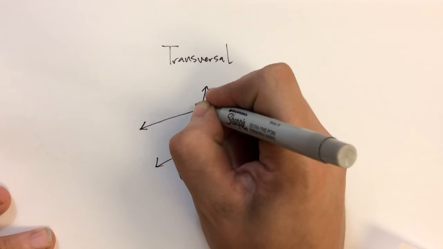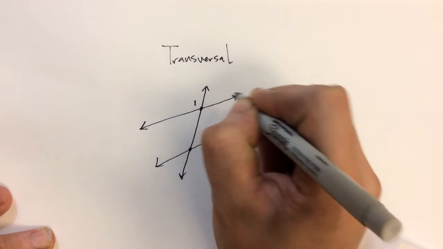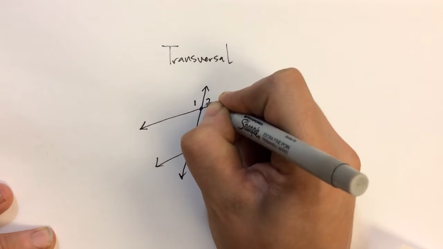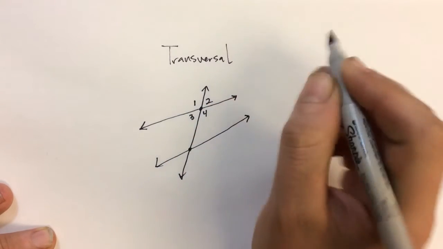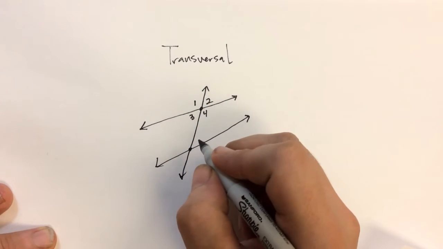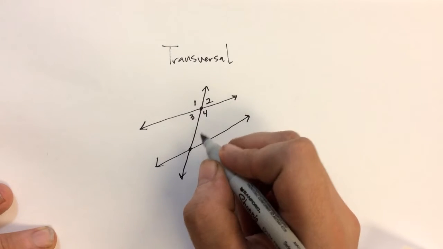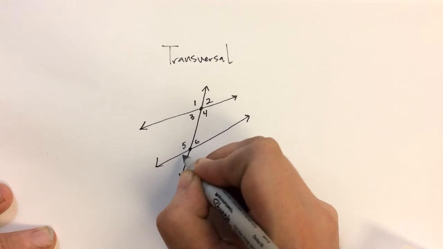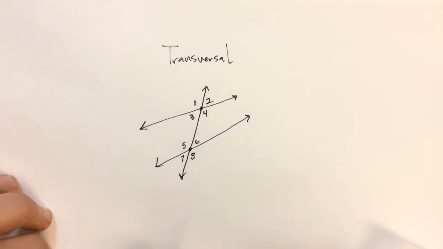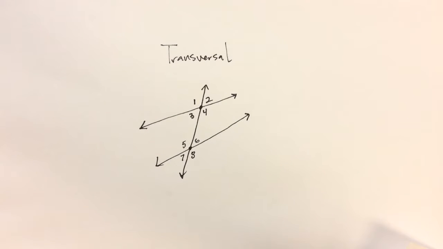Okay, so I'm going to label the angles that are created by the transversal, 1, 2, 3, 4, 5, 6, 7, 8, in this manner. Okay, and then I want to talk about different types of angle relationships. So, the first is called corresponding angles.